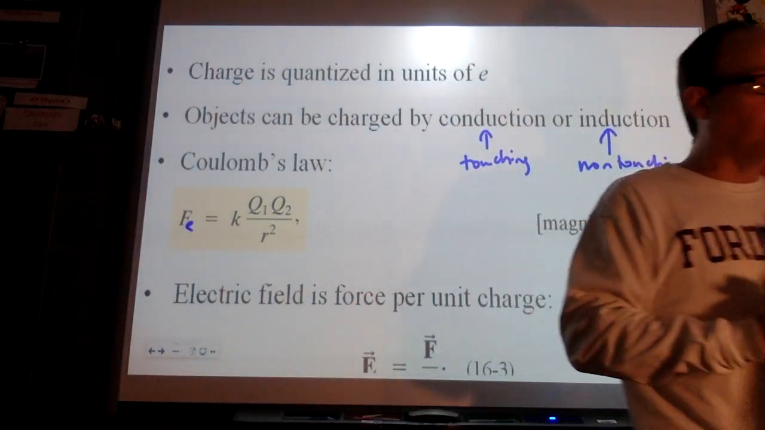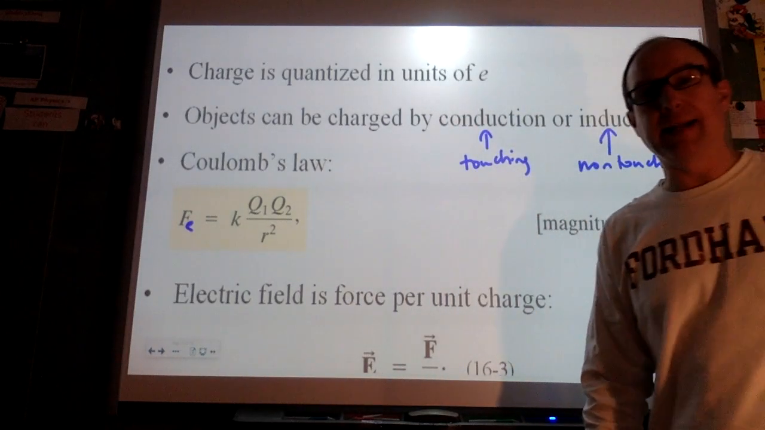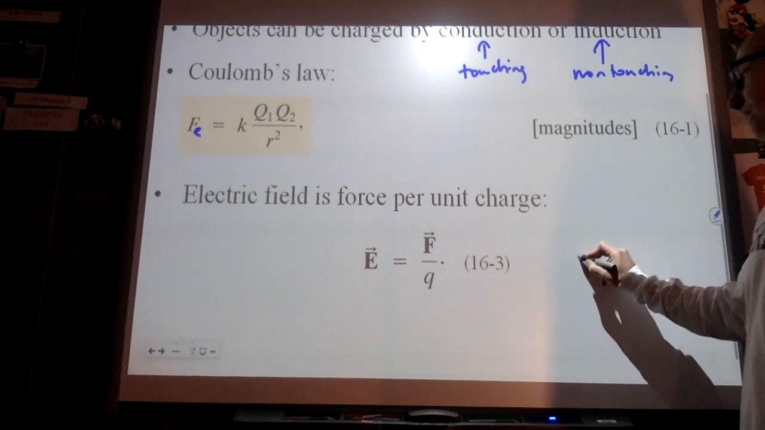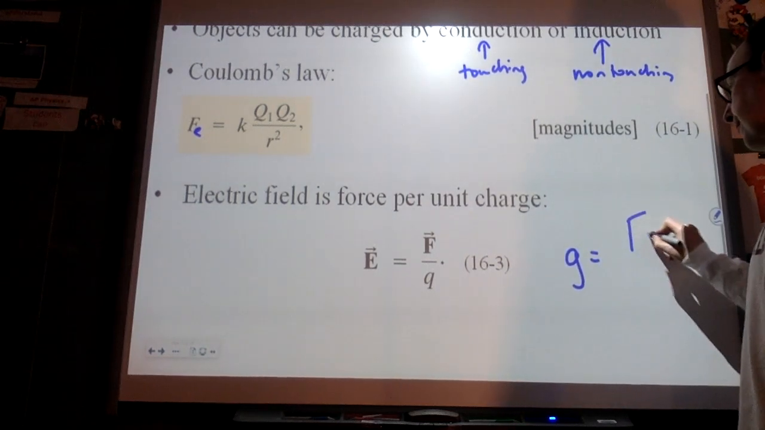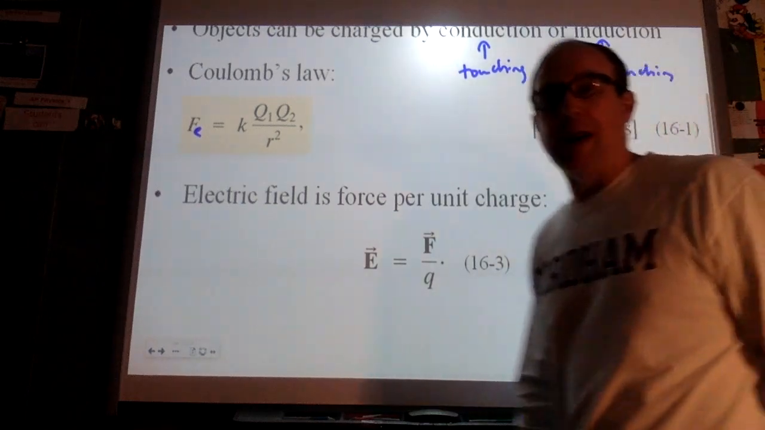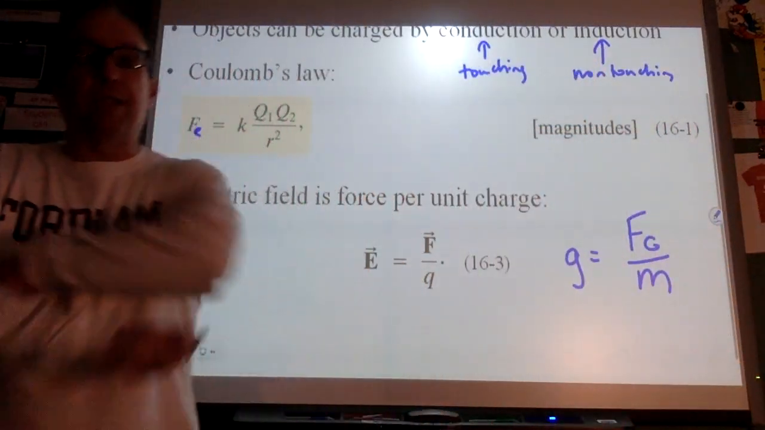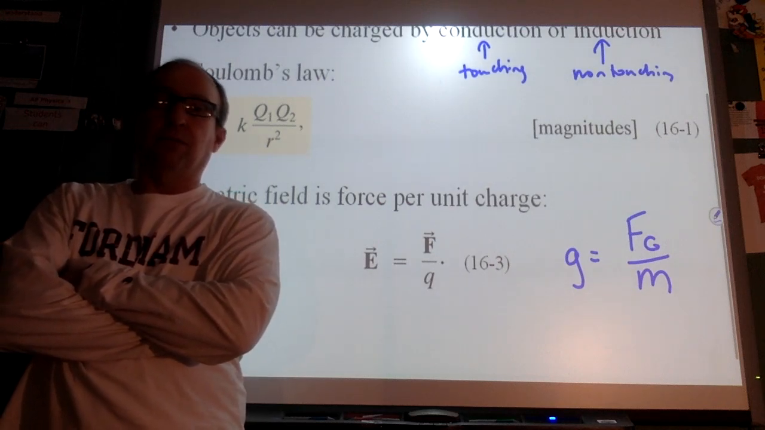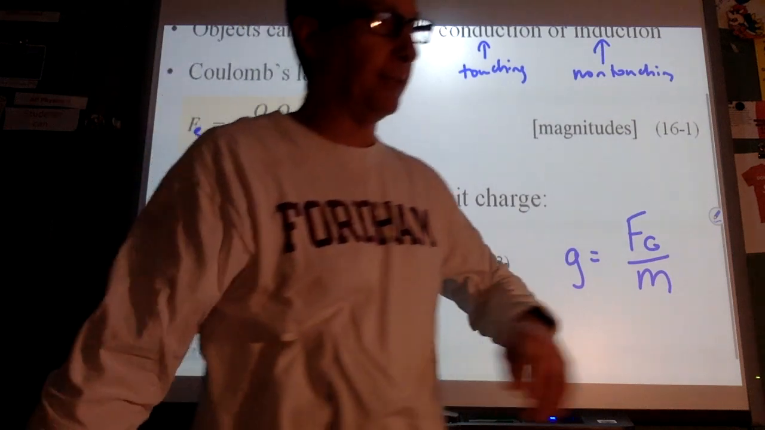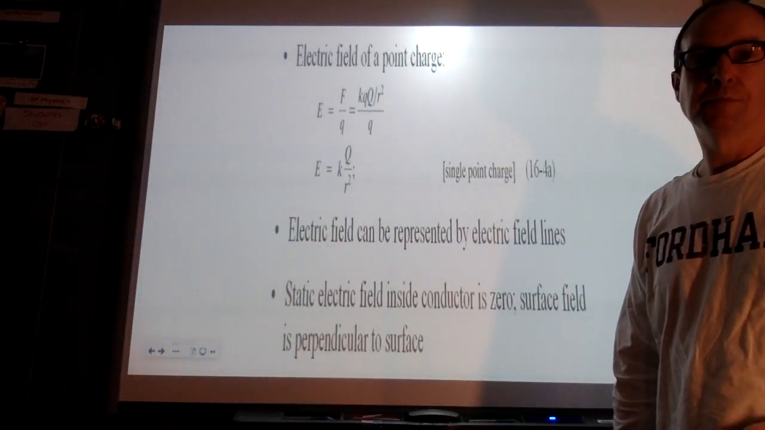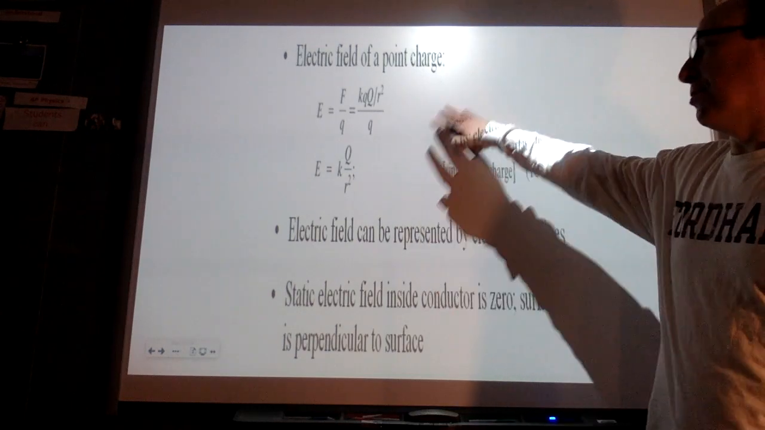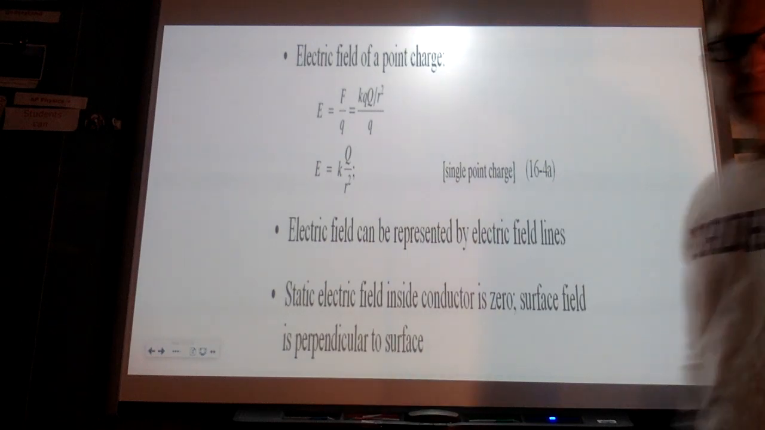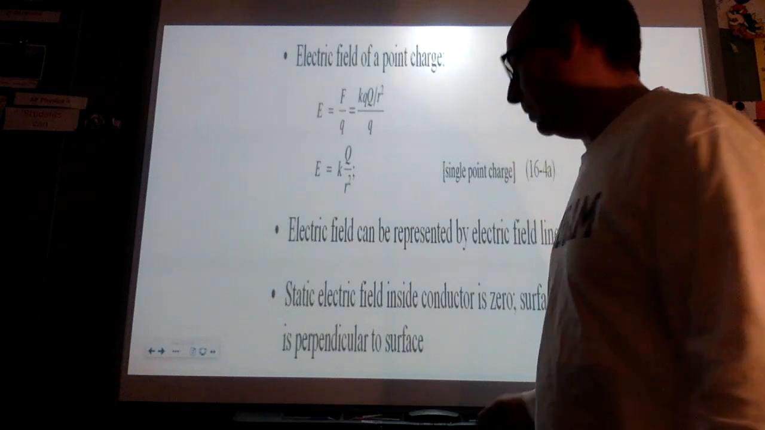The electric field is a way to explain what's going on, and it is the force per unit charge. It is just like we did gravitational field strength. Another word for gravitational field strength is acceleration due to gravity. We just factor out a mass. You don't need to know these formulas. That doesn't show up in the AP test.